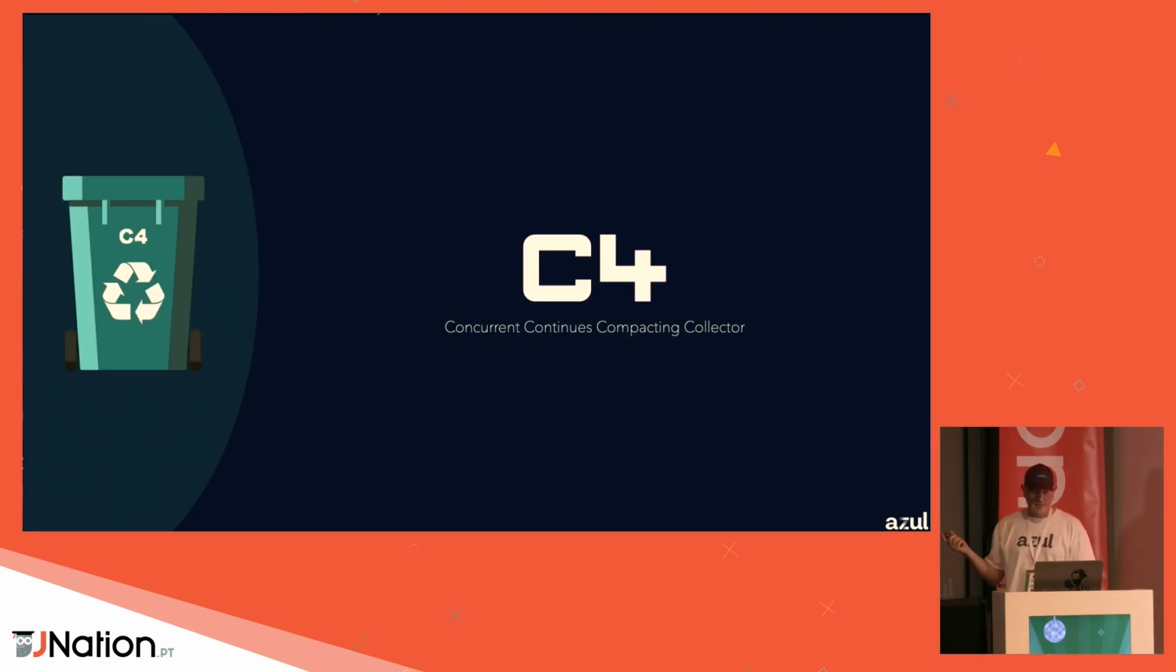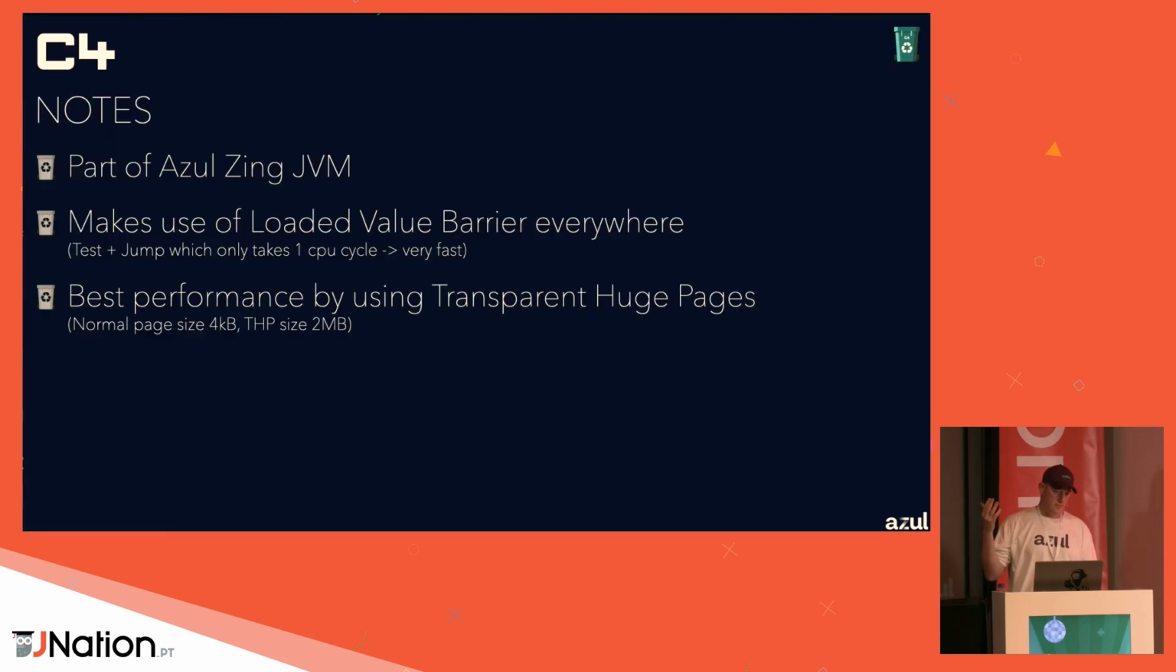Then that leads me to the last one on the list, which is our own collector, which is C4. The reason why I didn't spend a lot of time on ZGC is that ZGC is more or less a copy of this one, and we did that already 10 years ago. It's very much the same. The non-generational ZGC is exactly the same algorithm that we use in C4. This is part of the Azul Zing JVM, and it makes use of the loaded value barrier, which is a read barrier.